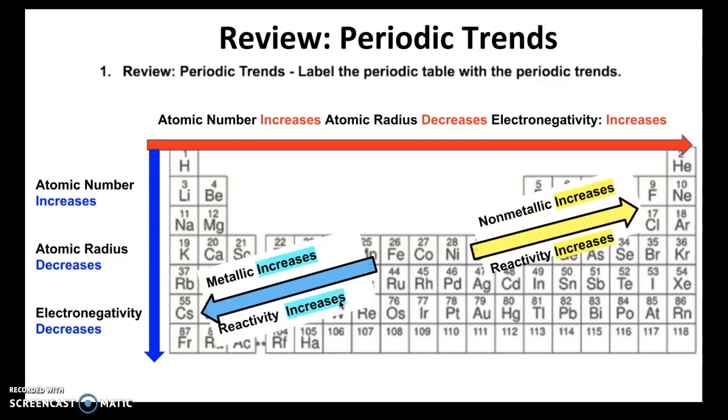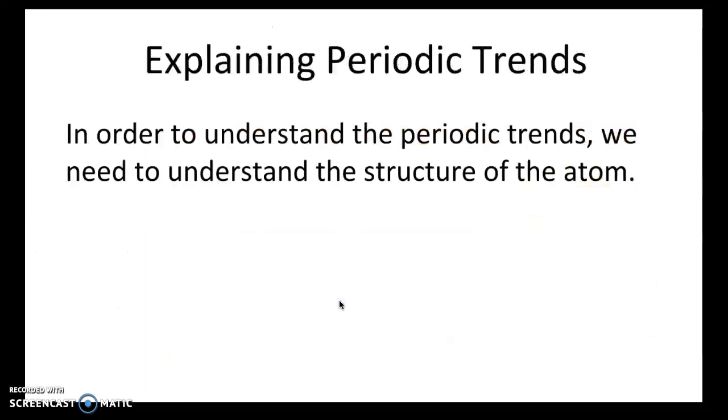Great. So at this moment, you should have trends that look somewhat like this. And so far, all we've done is define what these trends are, and we've started memorizing what the trends are. But we haven't gone beyond that. And that's not enough because it's hard to memorize a bunch of information. It's better to understand why. And in order to understand these periodic trends, we need to understand the structure of the atom.